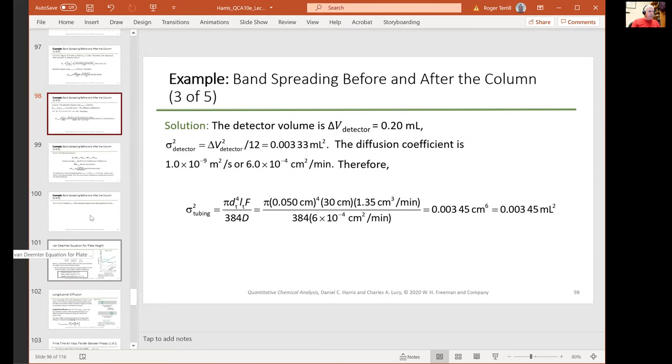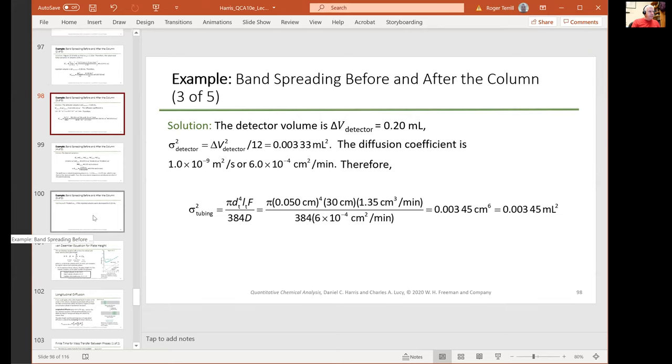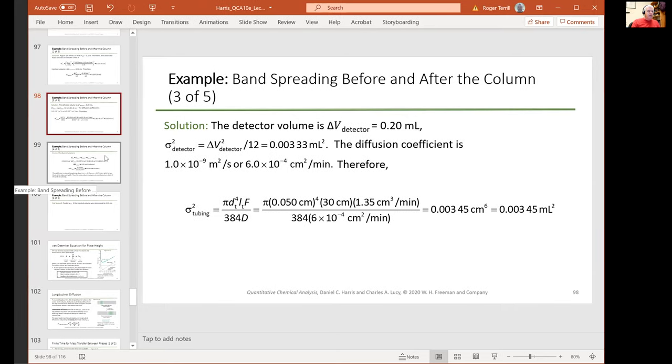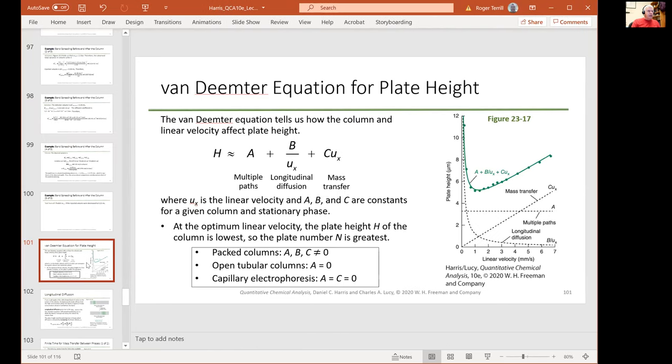Now we're getting on to the Van Deemter equation, right? And the Van Deemter equation is a classic analytical chemical expression. And it's the single thing that I want to get across to y'all today. And so we'll have some going arounds about this. And the Van Deemter equation, it's real simple.